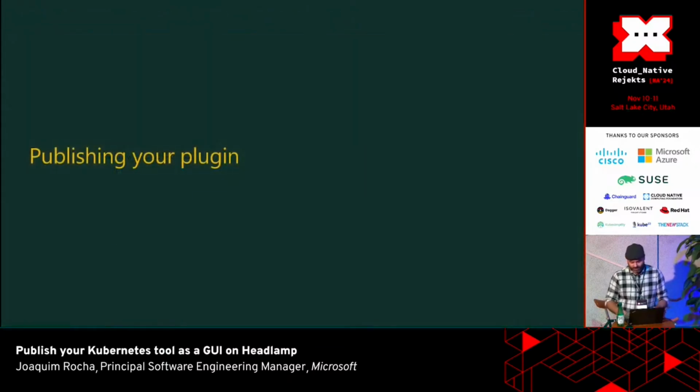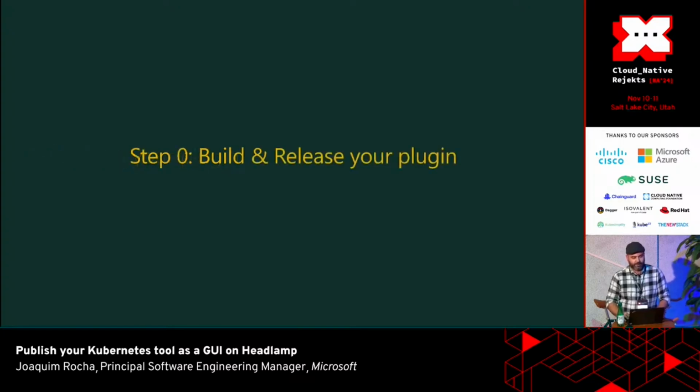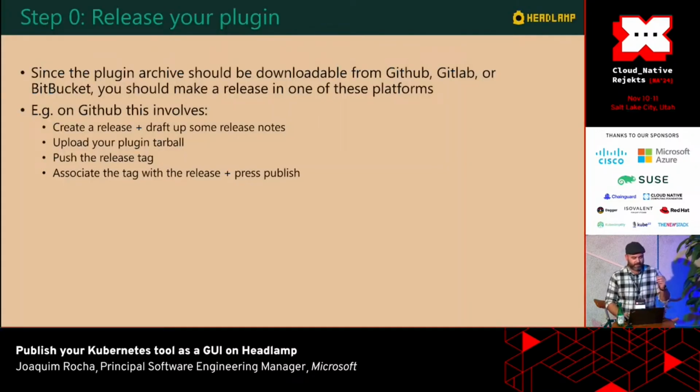Okay, and now we get to it. So how do we publish a plugin? The pre-step is you have to have your plugin released. So you build a plugin, you have to release a plugin. Why is this here as part of the guide? Because right now we only support downloading plugins from 3 places: GitHub, GitLab, and Bitbucket. The reason for this is related to security and also to how ArtifactHub allows you to create repositories. And we'll get to ArtifactHub.